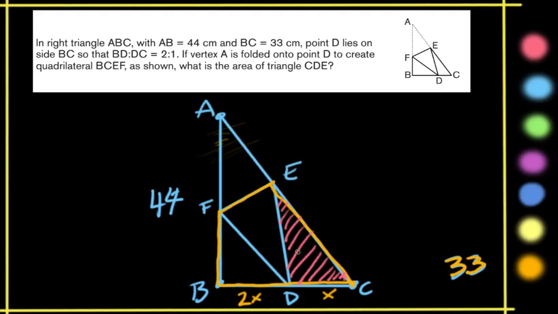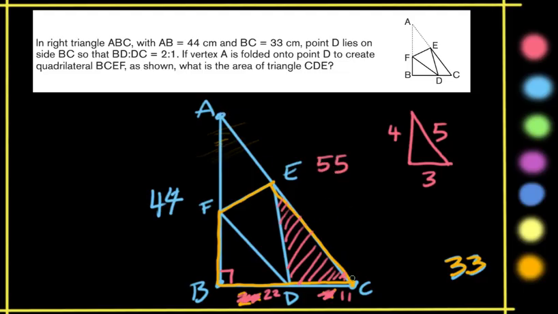So, what do we know? Well, we can figure out x here, because 33 is 2x plus x. So that means x is 11. So we can set this one here to be 22, and this one to be 11. And they did say it's a right triangle, so we can draw this here. Now we've got 33 along the base, and 44 along the height. So hopefully you're saying, Coach Jed, that's a 3, 4, 5 triangle. So here we've got 55 as the total distance from A to C.